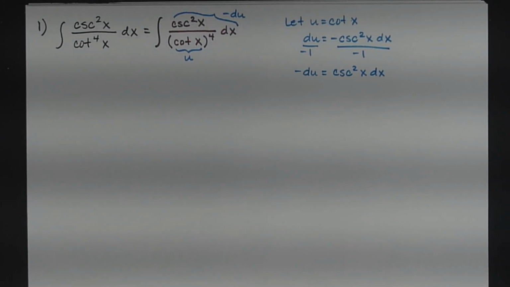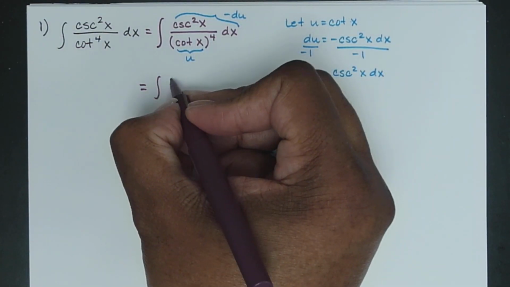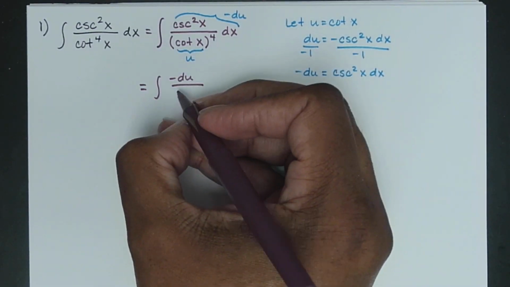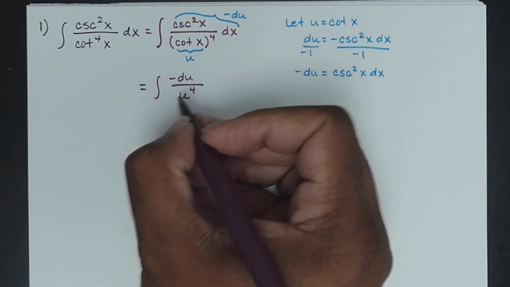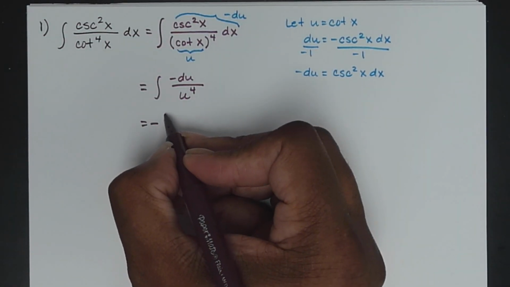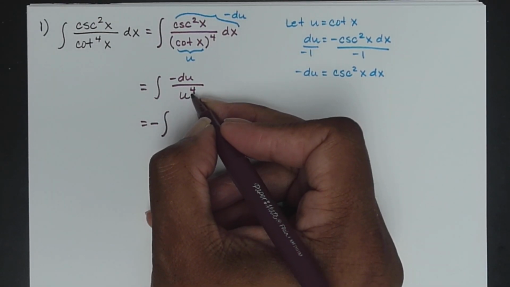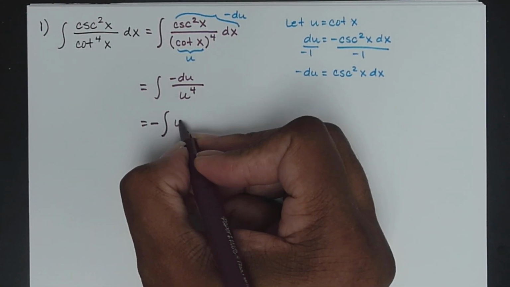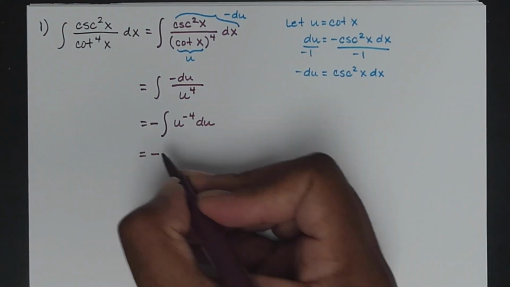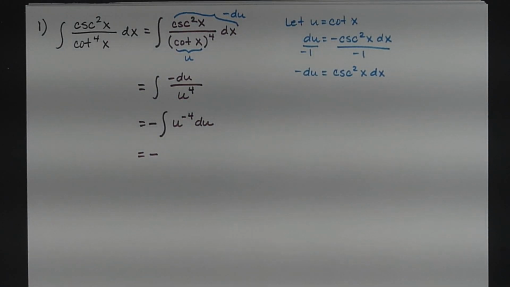So here's what I have. The integral of negative du over, this will be u raised to the fourth. And also I got the negative, that's like -1, so I can pull that negative sign on the outside. So this will be the integral of that u to the fourth. In the denominator, if I pull that out of that denominator, it will be u to the -4 du. And then bring down the negative sign and just integrate u to the -4 du.